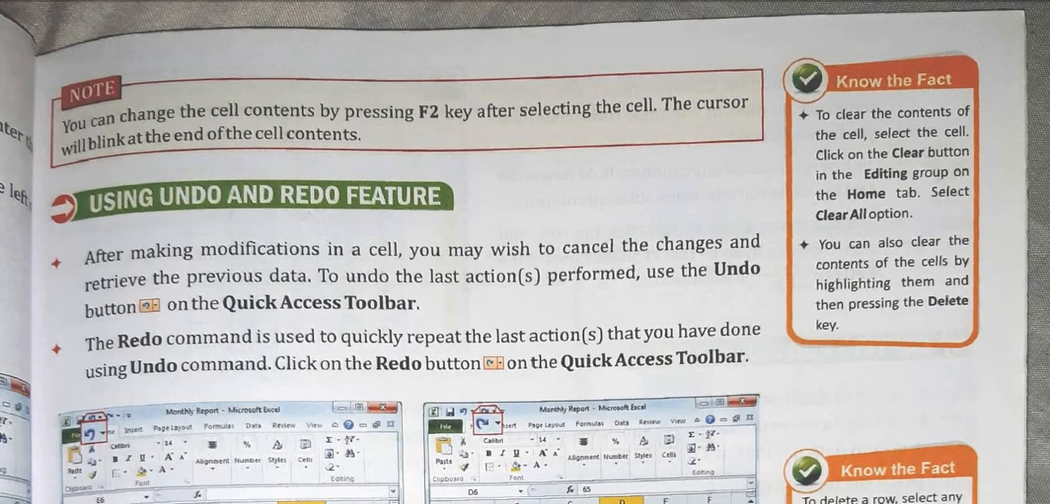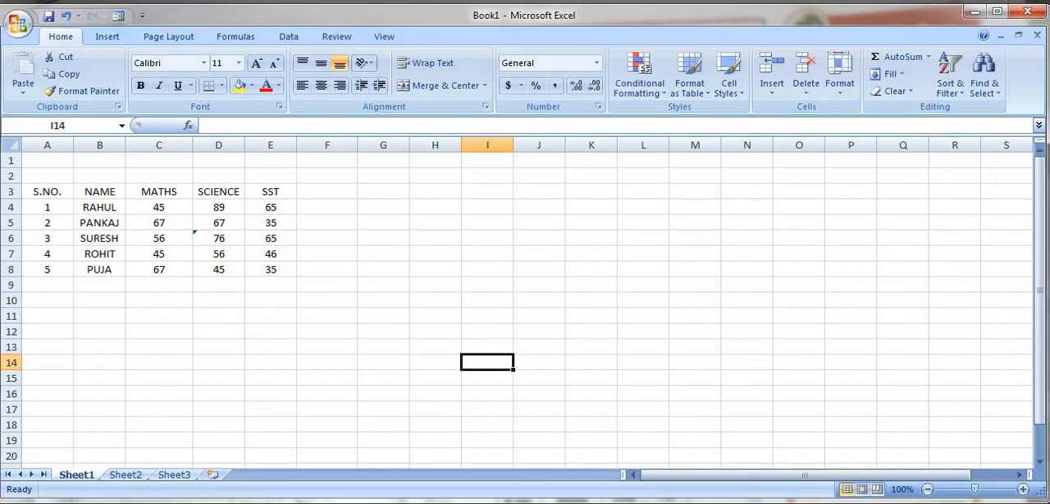And then what is undo and redo? See, here at the top, this is the title bar, and in the left corner of the title bar we have the quick access toolbar. Getting? Quick access toolbar. What undo and redo are, we are going to see. This is the undo button, and this one, which is not highlighted, is the redo button. Let me show you the use of this.